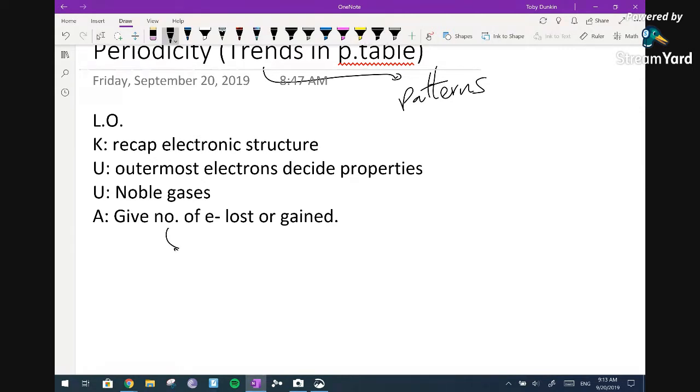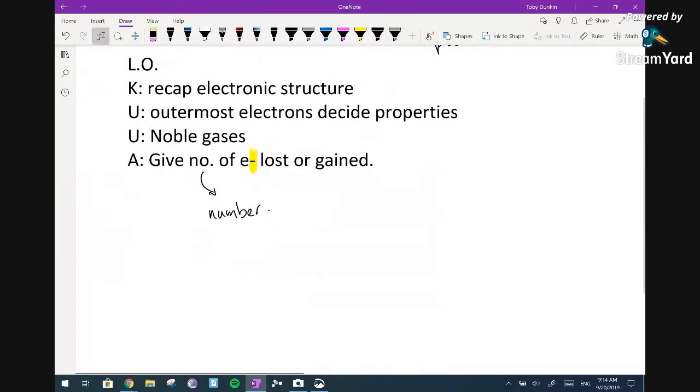Students who aren't sure what no. means, it literally is a short form of the word number. Give the number of electrons, and you'll notice again, I'm shortcutting electron to e minus, and that should be superscript. This little minus symbol there should be superscript. I don't really like the fact that it's there. It should be up. Electrons lost or gained.